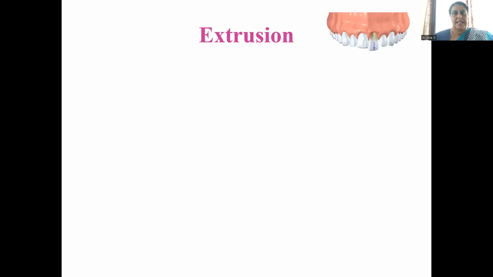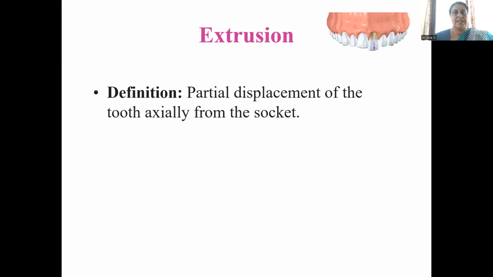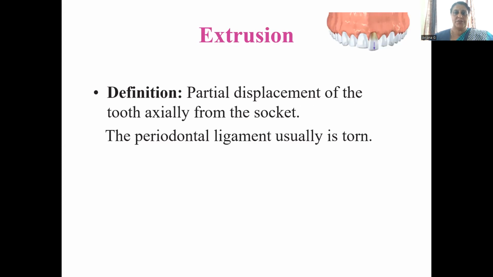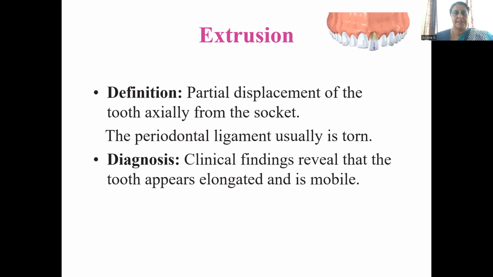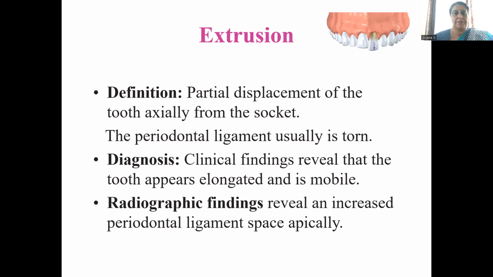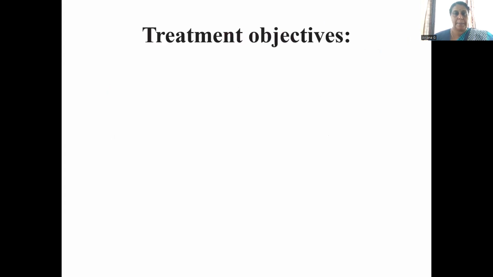Next injury is extrusion. By definition, extrusion is the partial displacement of the tooth axially from the socket. The periodontal ligament is usually torn. Clinical findings reveal that the tooth appears elongated and is mobile. This is seen in tooth fractures also, so you will have to make a radiograph to confirm your diagnosis. Radiographic findings reveal an increased periodontal ligament space apically, which will usually be filled with blood.